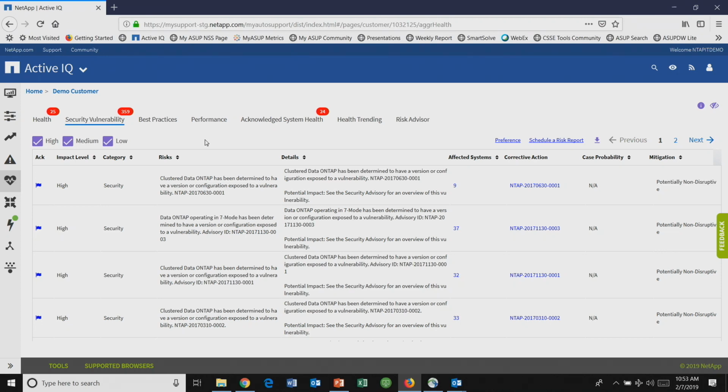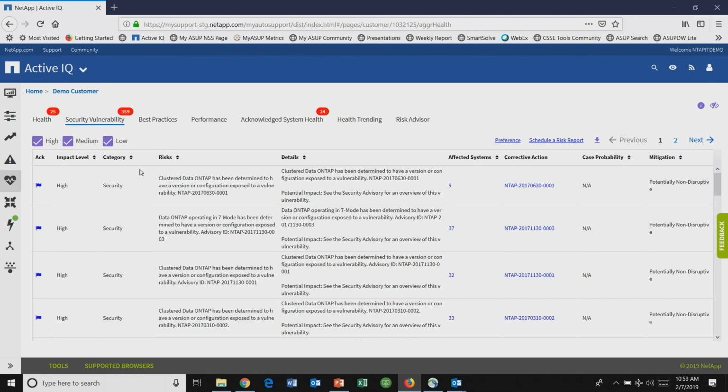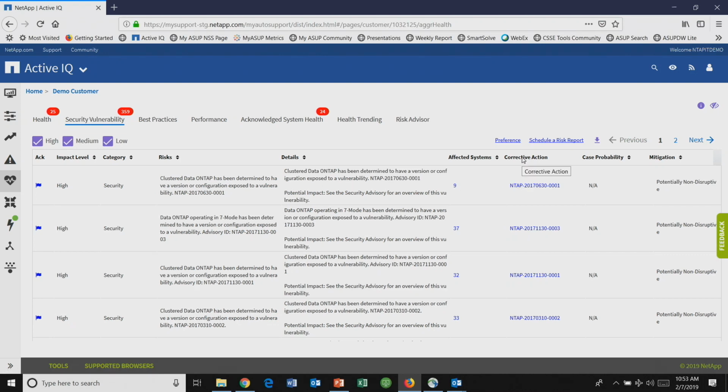So similar to the health summary, the impact levels and the descriptions, affected systems, the corrective actions, all of those are really the same. And we are also trying to bring in the notion of case probability into the security vulnerabilities. If we can find a statistically meaningful sample for a particular vulnerability, it would pop up in the case probability column, indicating to him how other customers are seeing this risk pan out in their environment.